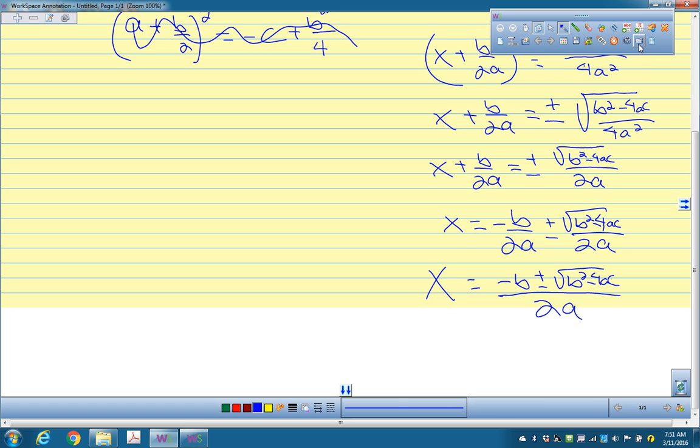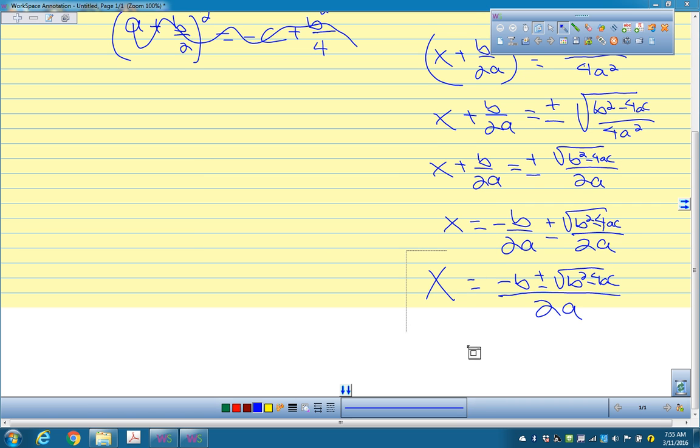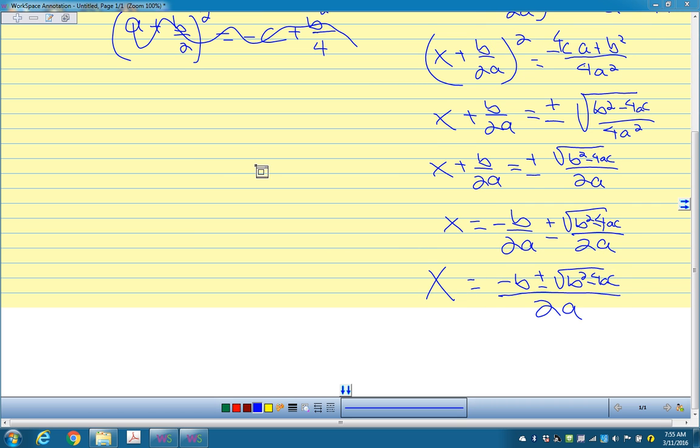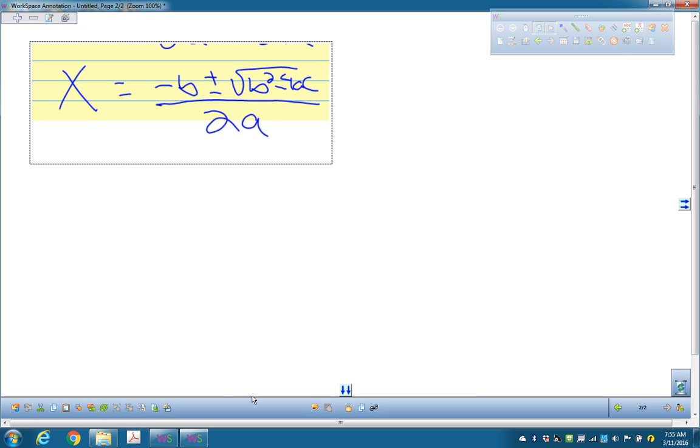So again, you don't have to derive it, but just so you know, it's not some mystery thing. That's where it comes from. It comes from completing the square with variables. How do you use the quadratic formula? You plug in the numbers. That's how you do it.